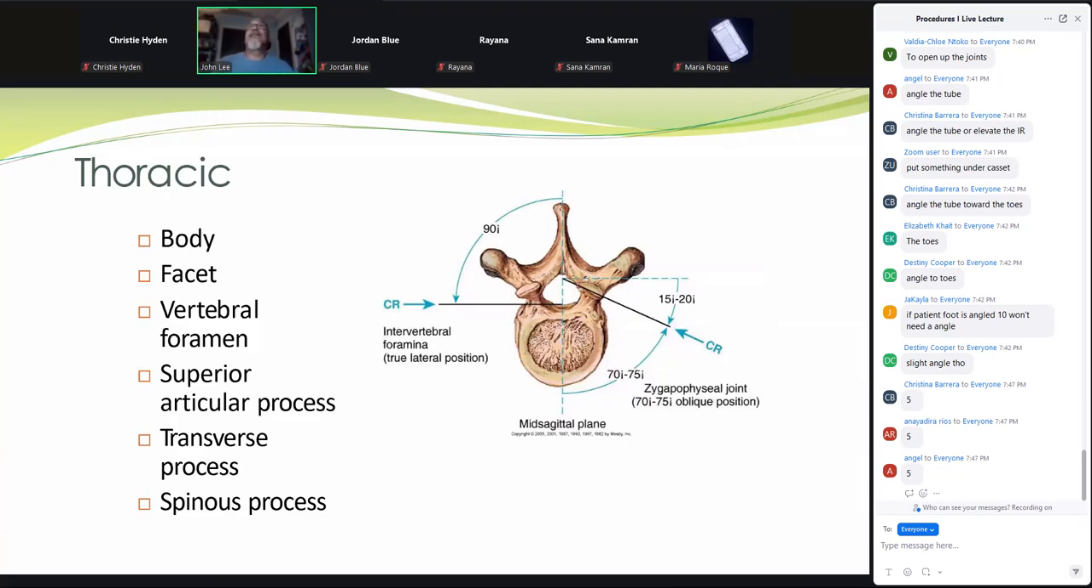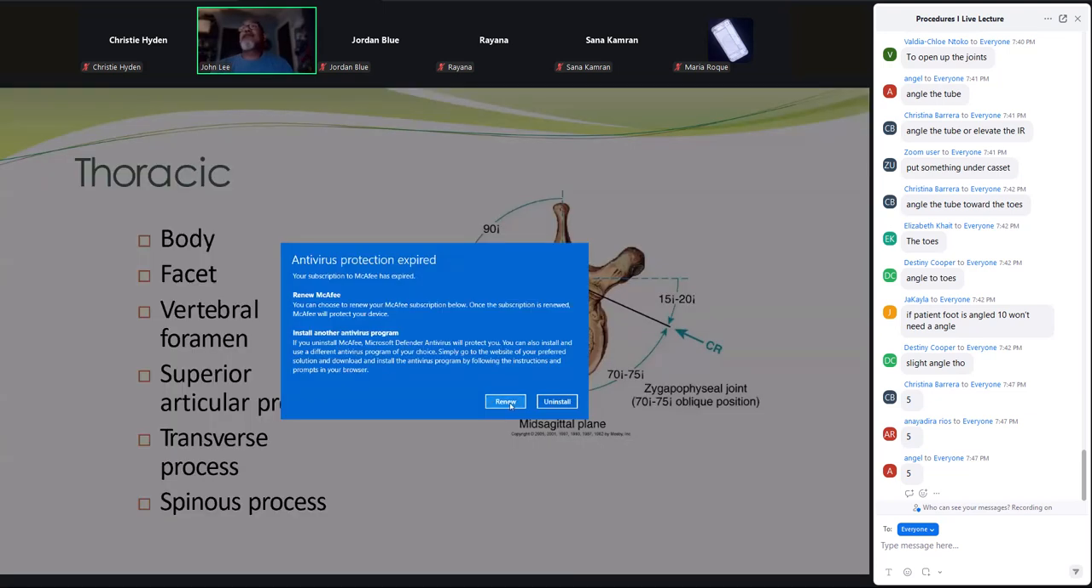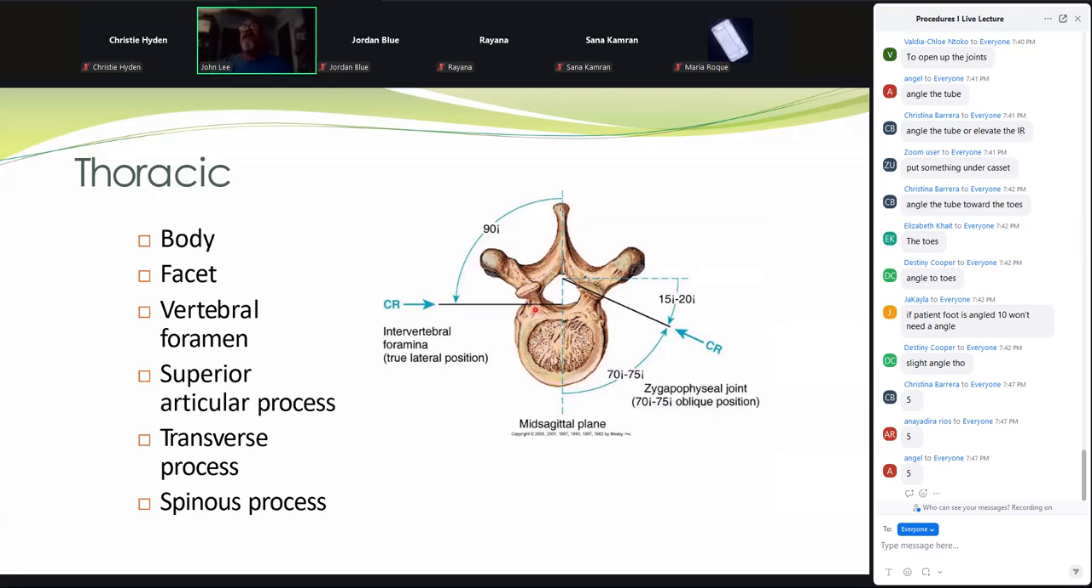The thoracic vertebra, a little bit different. So our pedicles are still here. Now the zygapophyseal joints in the T-spine are at a 70-degree angle. Okay. Note, for the lumbar, it was 45 degrees back this way. For the thoracic, it's 70 degrees up this way.